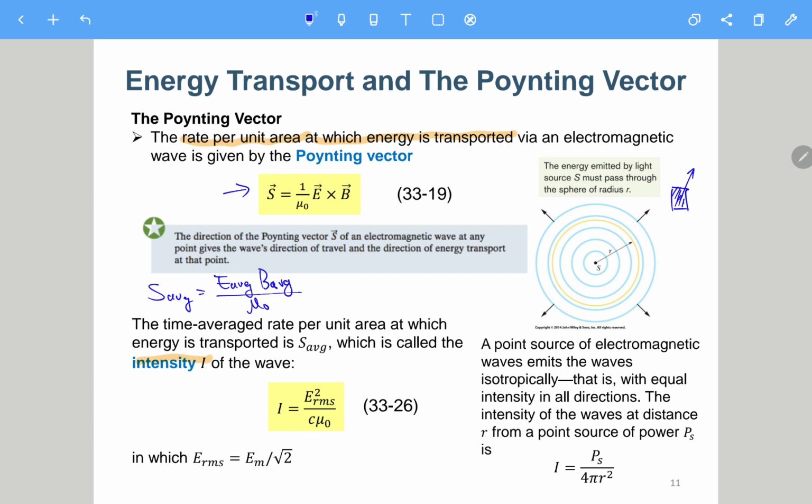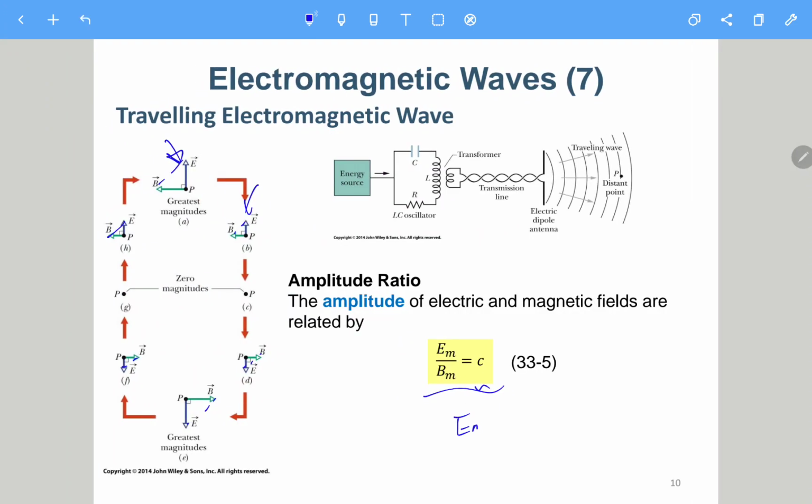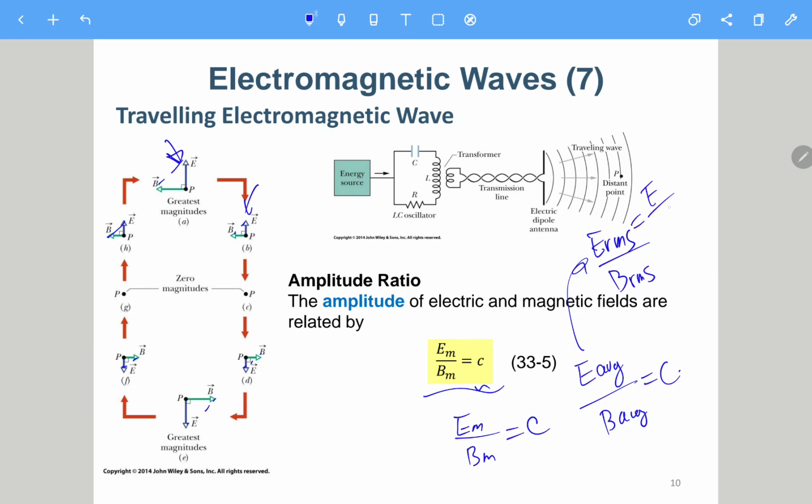And then we will have, if you still remember here, E_m over B_m equals c. So we will also have E average over B average equals c. I think in chapter 31 it used the term E_rms rather than E average, but actually I think it refers to the same quantity. So E_rms should be E_m over square root of 2, and this one should be B_m over square root of 2. So actually, the square root of 2 just cancel each other. So we also have E average over B average to be c.